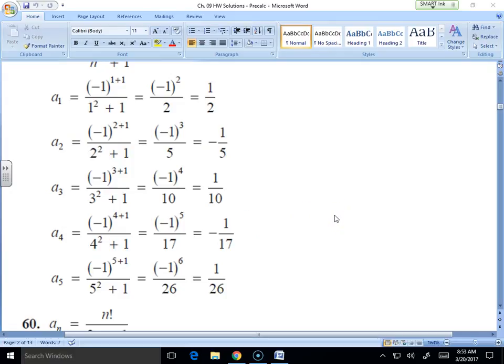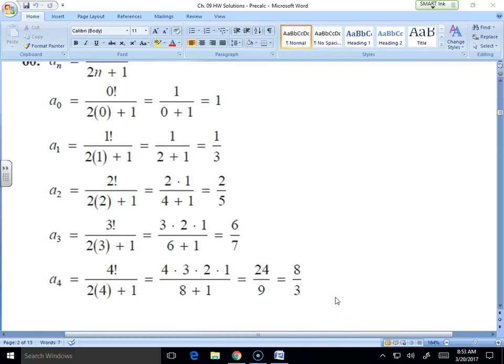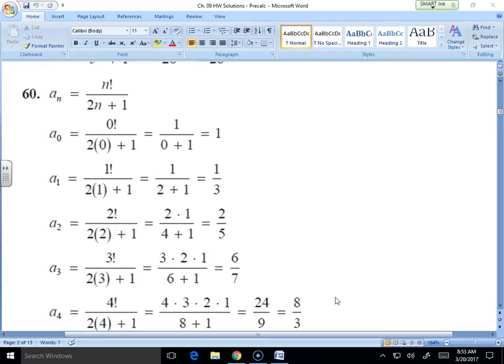Number 60. You guys were now plugging in with factorials and seeing if you did all right. Now the nice thing is you weren't simplifying factorials. You just had to plug in and say 0 factorial is 1 and then simplify the rest and get 1. 1 factorial is 1, 2 factorial is 2, 3 factorial is 6, 4 factorial is 24, 5 factorial is 120, etc. Oh, you only went to 4.